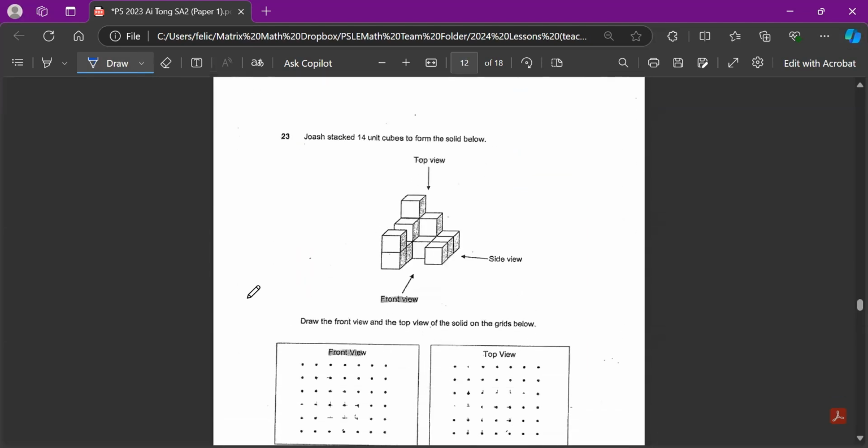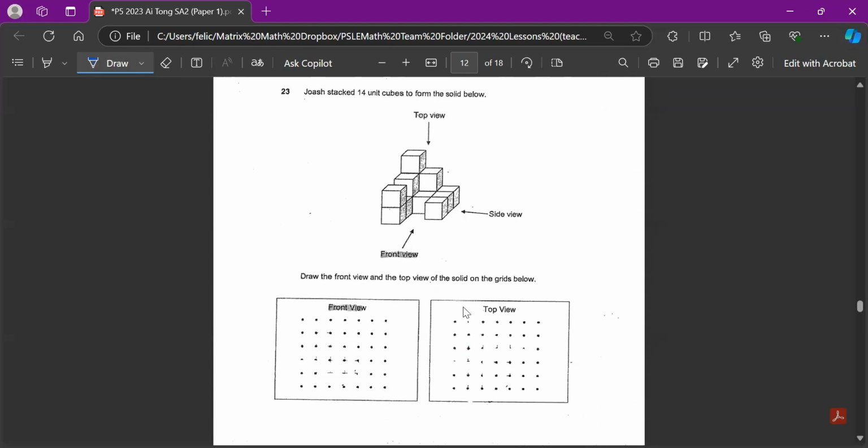Okay, the next one. Joash stacked 14 cubes to form this solid. So they want you to draw the front view and also the top view. Let's do the front view first. Front view, what we should be seeing, our color. So this is your front view.